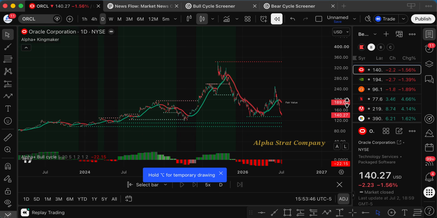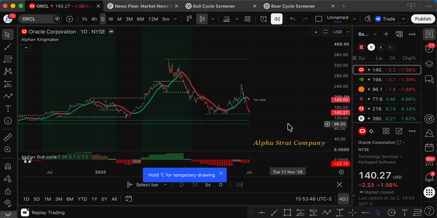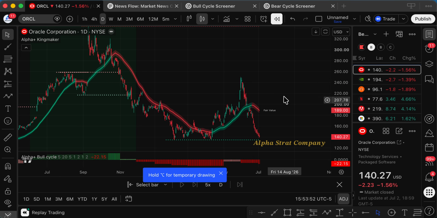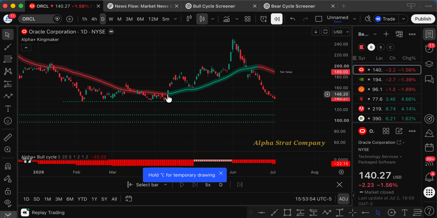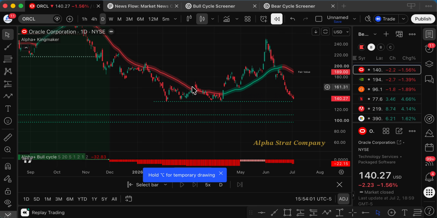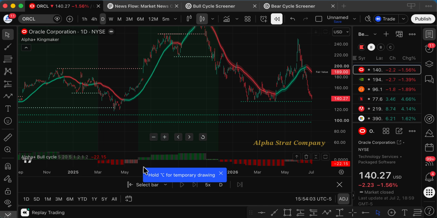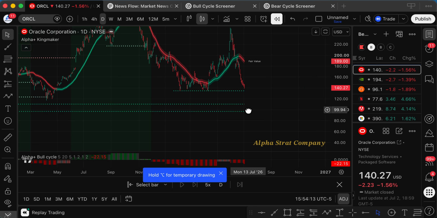We got Oracle, it's in a bear cycle. Well, Corey, why didn't we buy here? We could have totally made money right here. Yeah, you could have, but it's more risky. It'd been better if you would have bought when this is green and this is green. See how much smoother it is whenever it's a bull cycle? This is just grabbing liquidity and driving it back down.